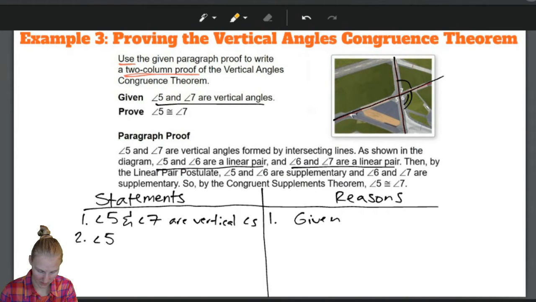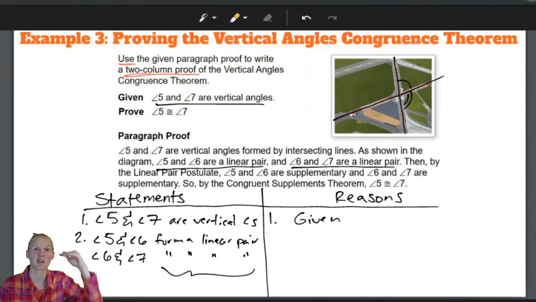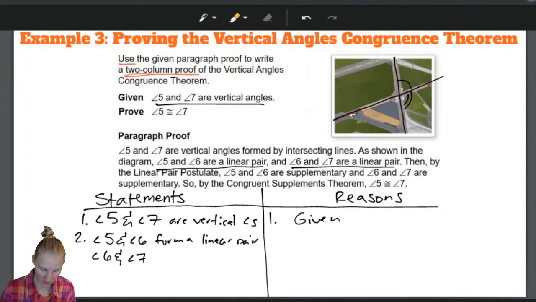Angle 5 and angle 6 form a linear pair. And in fact, I'm going to put these in the same step. Angle 6 and angle 7 form a linear pair. What these marks mean right here is everything above it. So when I write these marks, I'm saying form a linear pair. Just write everything above it comes down. Okay. Angle 6 and 7 form a linear pair.